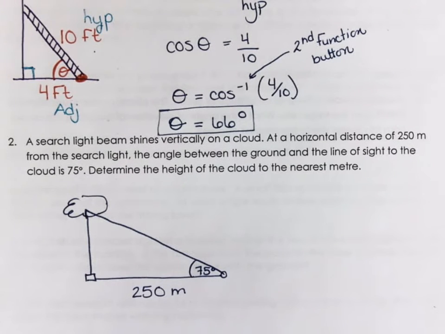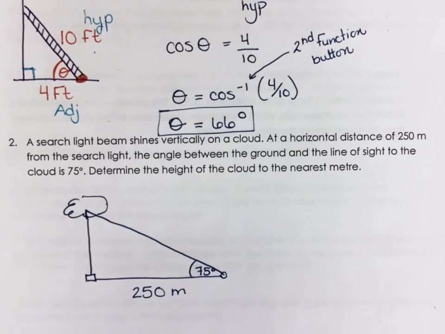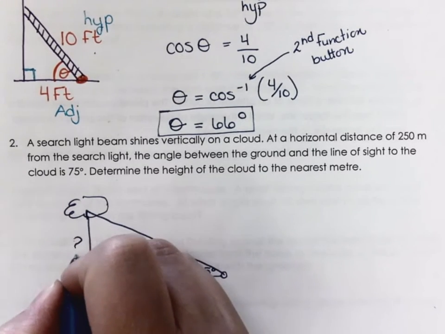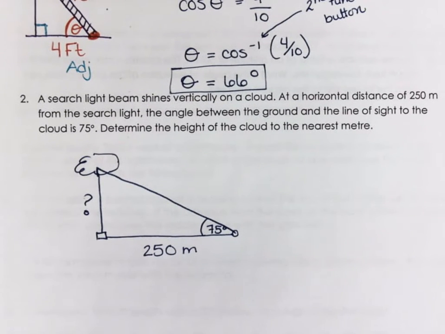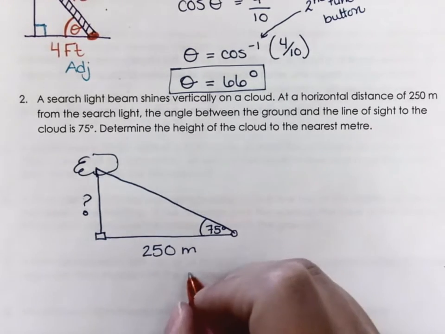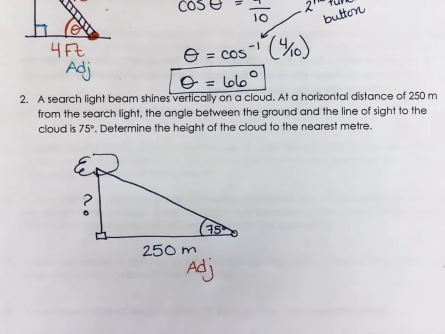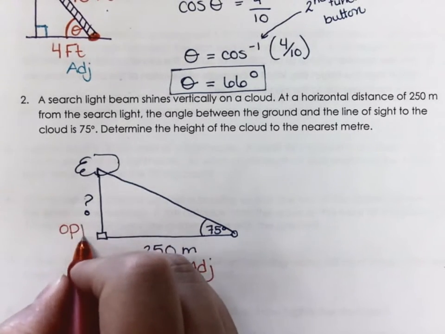So using words like horizontal, vertical, you need to know where those go. And it wants to know, determine the height of the cloud. So am I finding the slanted line or am I finding the vertical? I'm finding the vertical. Okay, so now that I have the pretty picture, what's my next step? Find the sides. So what sides do I have? The 250 represents the adjacent side, and the question mark is the opposite.